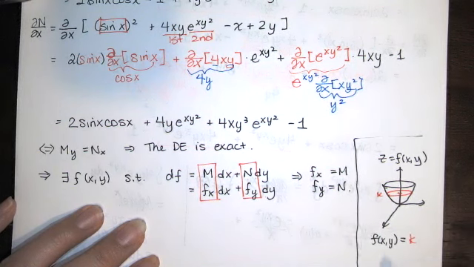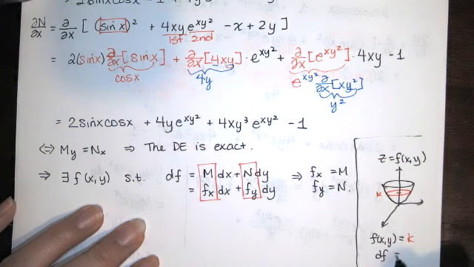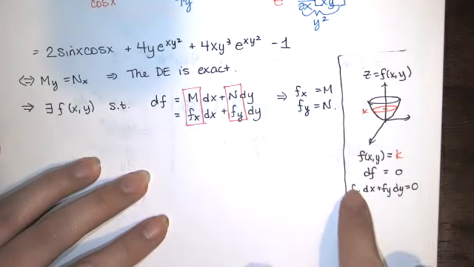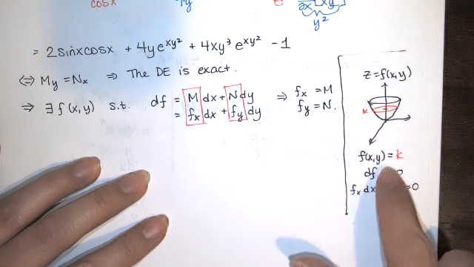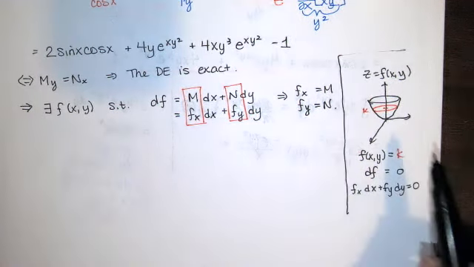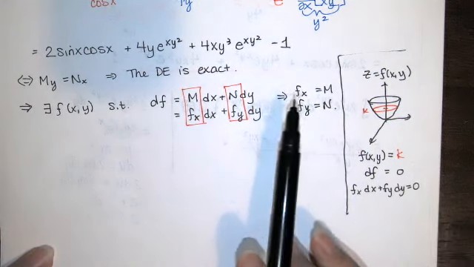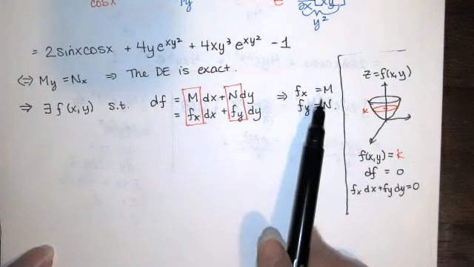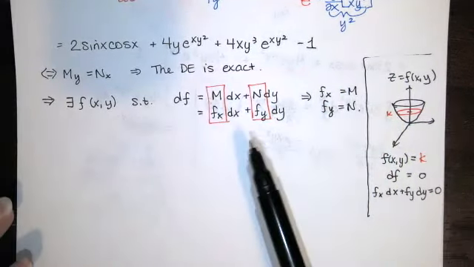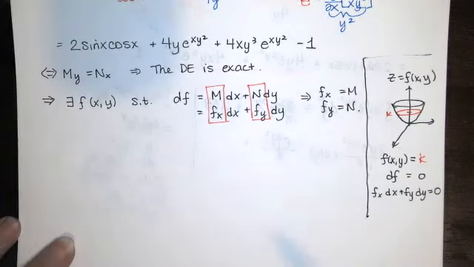If we take the total differential or the exact differential of both sides, we get df equals the differential of k, which is 0. And the left-hand side is this, and the right-hand side is this. So the solution to this equation is actually going backwards through these steps. It's a level curve of some function of two variables. So we need to find f of xy, and we know its partial derivative with respect to x is m, and its partial derivative with respect to y is n. So we can find f by taking appropriate antiderivatives.